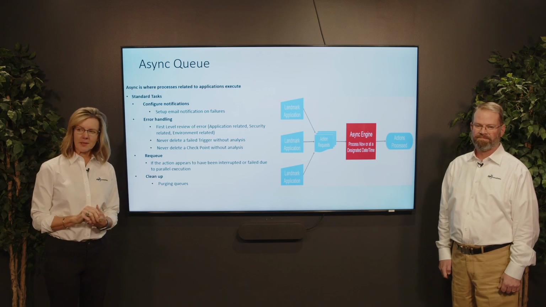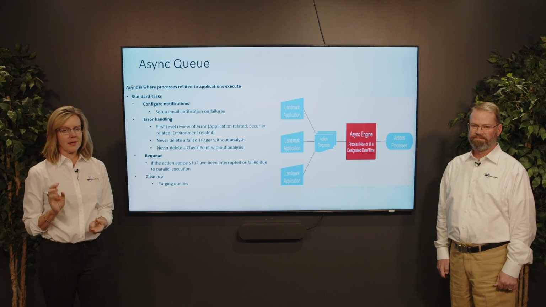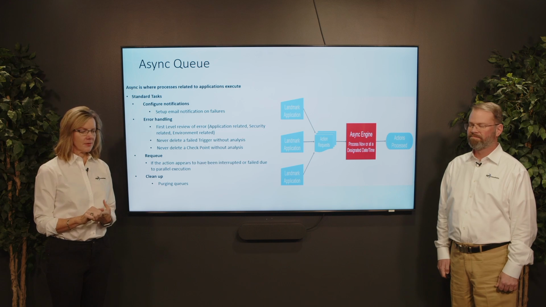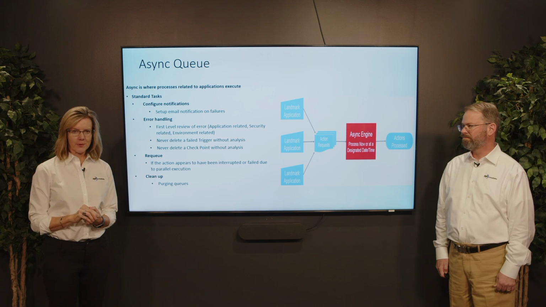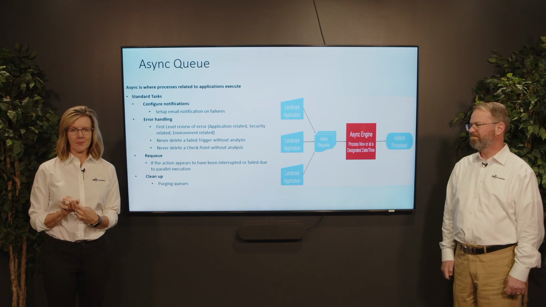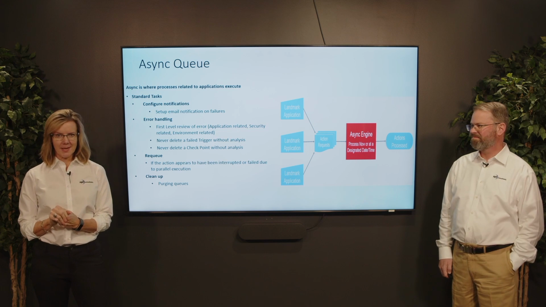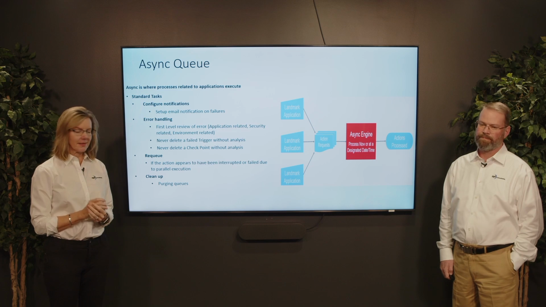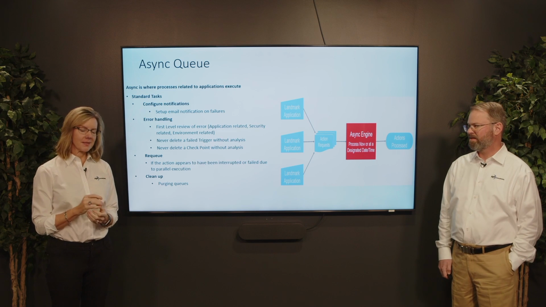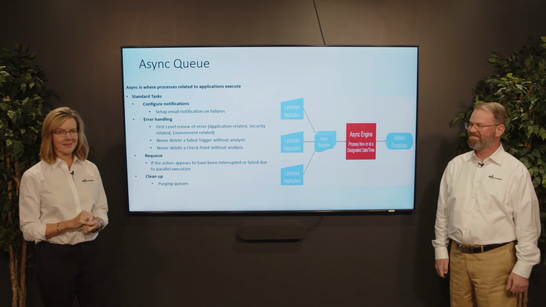So there's typically 3 types of errors you'll find in Async. There's application-related errors, there are security-related errors, and then there's also environment data-related errors. So determining that's the first step. 2 things to note right off the bat is never ever delete a checkpoint record without analysis, and never delete a failed trigger without analysis. It can corrupt your data, it can cause a lot of issues. It doesn't allow you to do it very easily, because when you go to delete it, it actually asks you, are you sure? Because this can cause issues, and it can.